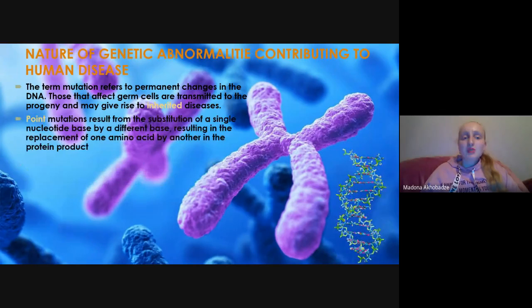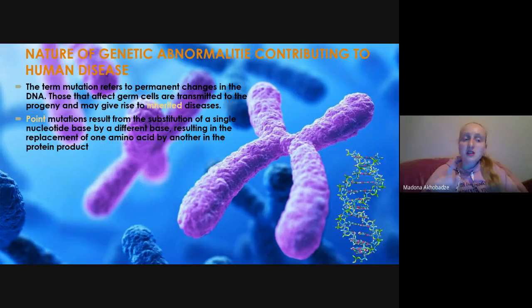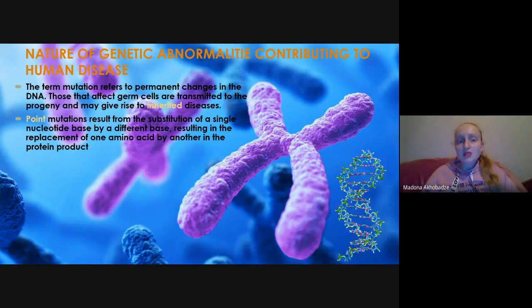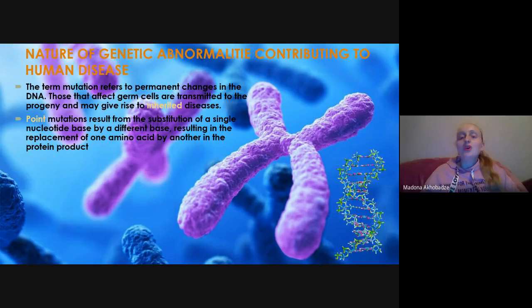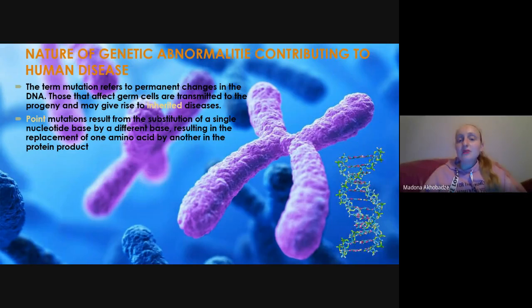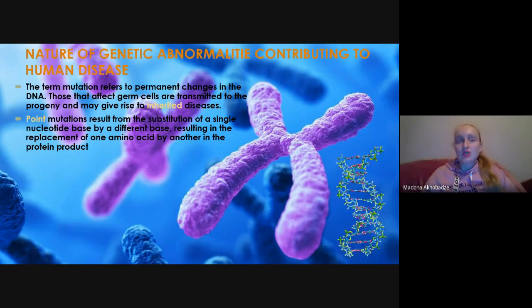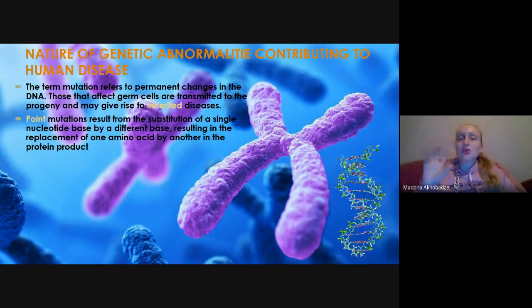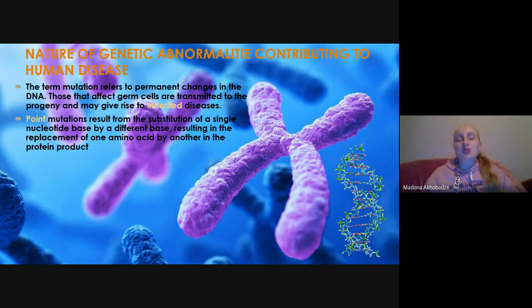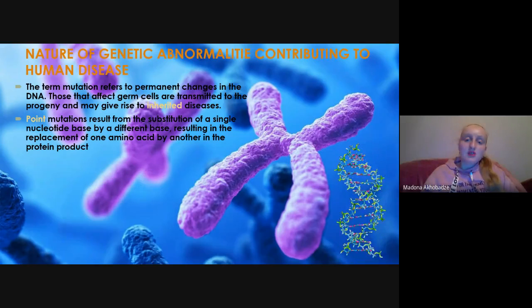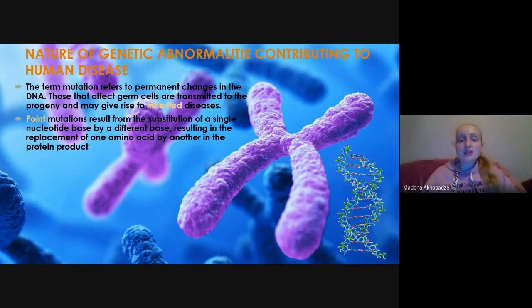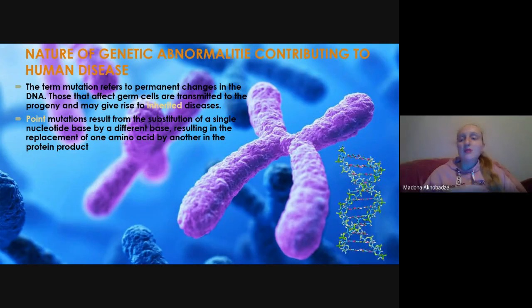Okay. Point mutations result from the substitution of a single nucleotide base by a different base, resulting in the replacement of one amino acid by another in the protein product. An example of this is sickle cell anemia. So instead of GAC, we've got GUC. One single nucleotide change changes the whole codon, the codon that specifies a particular amino acid. Glutamate is replaced with valine at the sixth position, and the entire polypeptide product changes.